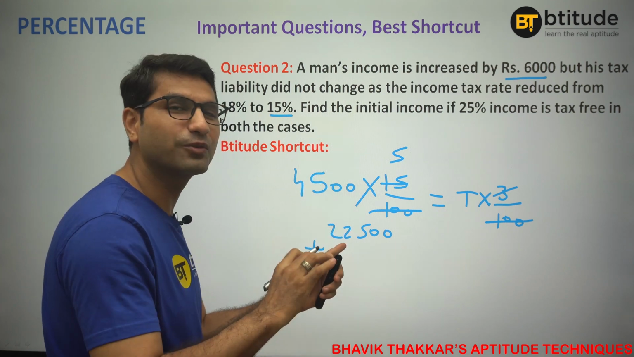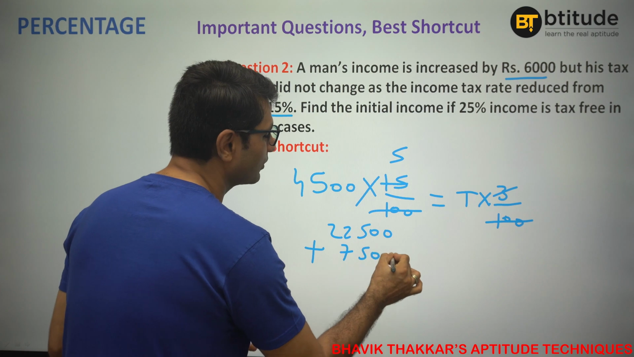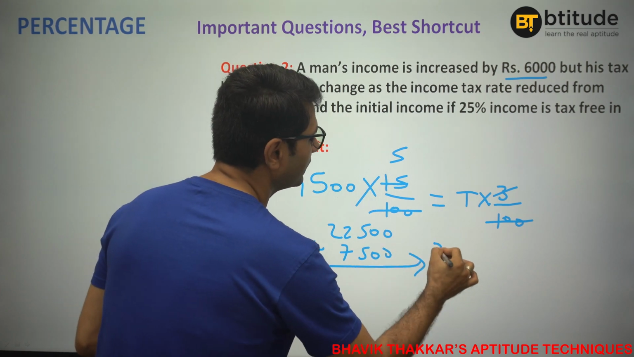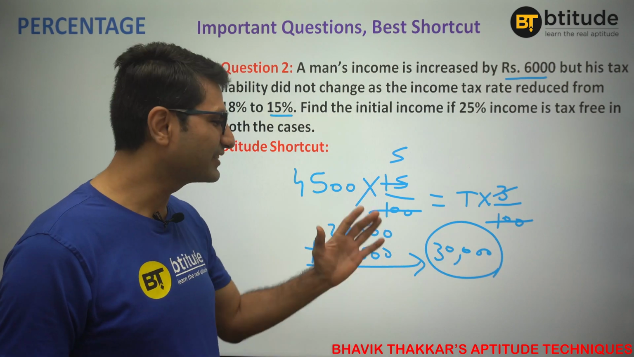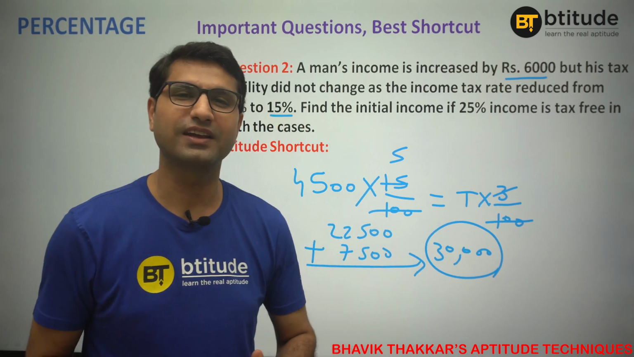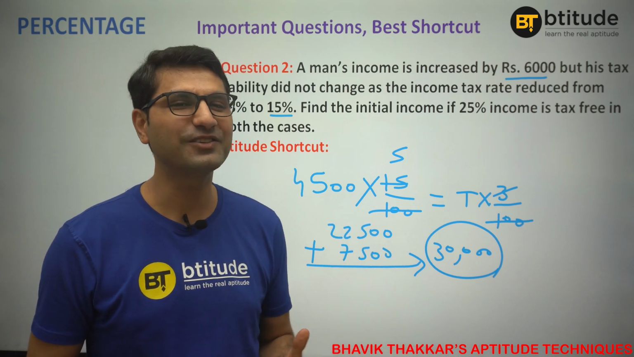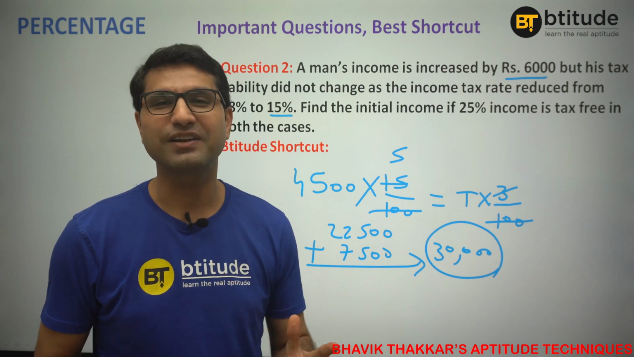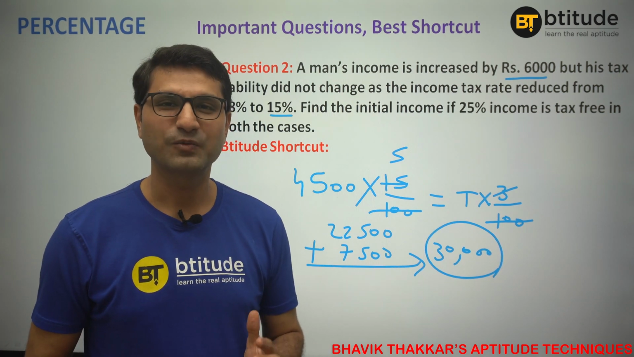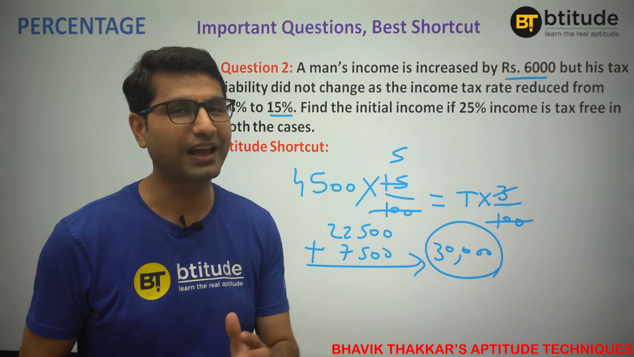This is 75. So from 75, 25 is 1/3. 1/3 of this would be 7,500. Total income would be 30,000. So this is the terms in which I want you to think, because this is beautiful. When you can think like this, you really feel confident and you can answer any question damn easily. When we move to the further difficult questions, this kind of thinking will help.